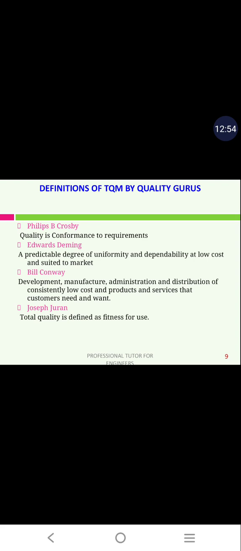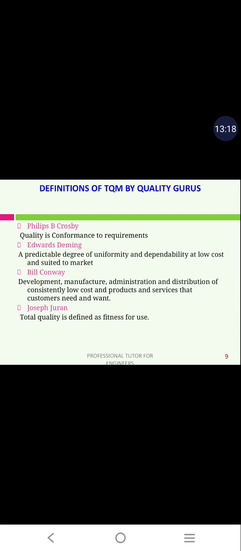So for example, if a customer is there, what is his requirement? For example, a customer is buying a headphone, an earphone. So what is his requirement? He wants to hear good quality music. So that conformance has to be ensured in that particular product. That is called quality is conformance to requirement.